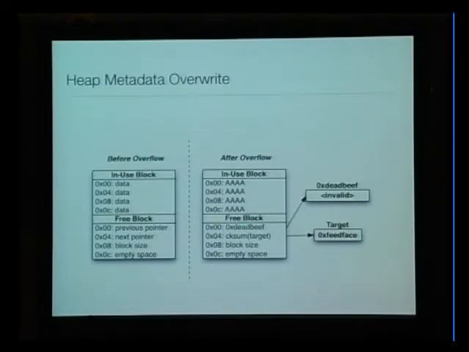And then after we overflow the in-use block into the free block, we choose new values for the previous pointer and the next pointer. What this lets us do is, for the previous pointer, we specify the value, and for the next pointer, we specify the memory address that we want to write that value to. This is commonly referred to as what and where: what you want to write, where you want to write it.